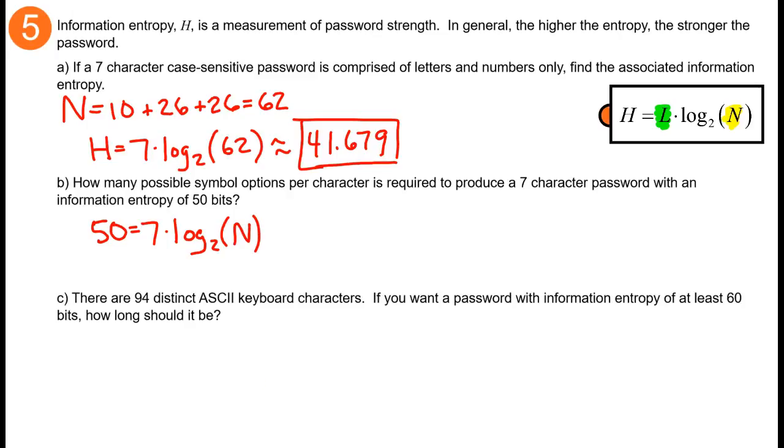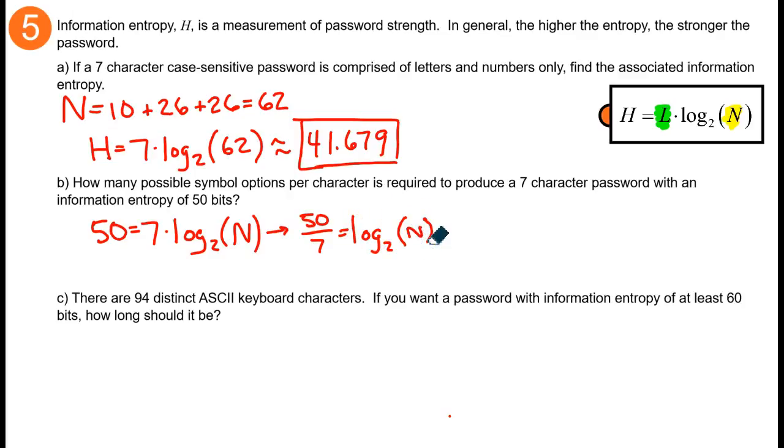So I have this equation, 50 equals 7 times log base 2 of n. I want to solve for n. First thing I'm going to do is divide both sides by 7, and that'll give me this new equation: 50 divided by 7 equals the log base 2 of n.